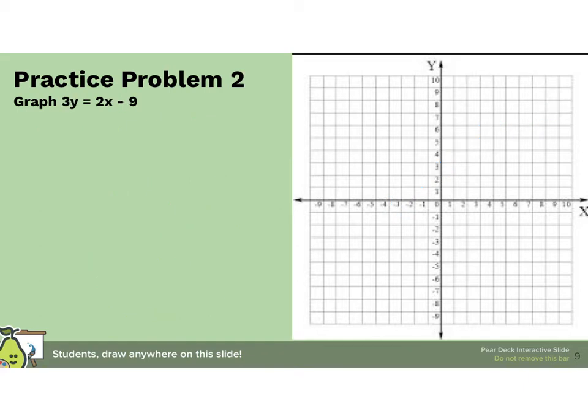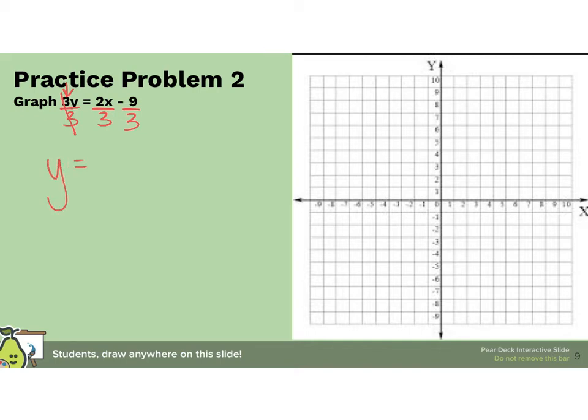Problem number 2. We need to solve for y, so we need to get rid of this 3. This time we are dividing, right? It's not a fraction, so we divide. Everything gets divided by 3. These 3's divide out to 1, so I'm left with just y.